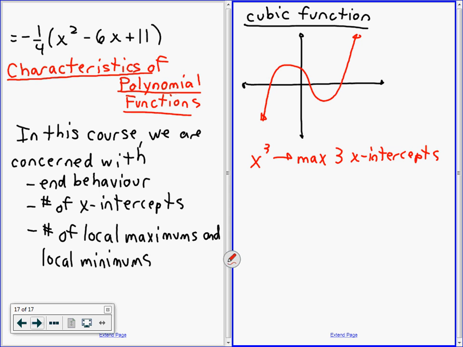See Liam nodding his head? It could. What would have to happen, Liam, for that to have 1 x-intercept? Everything is like shifted up. Yeah, if everything was shifted up, right? Could it have none? No, it couldn't have none, okay? Because the ends go in opposite directions, so it can't have none. But it could have 2 and 1.